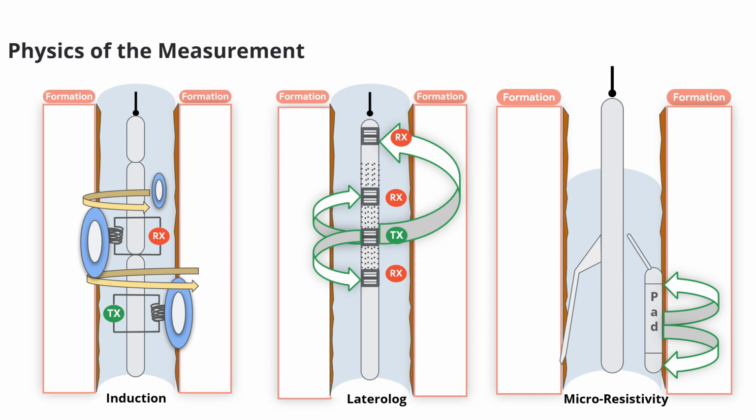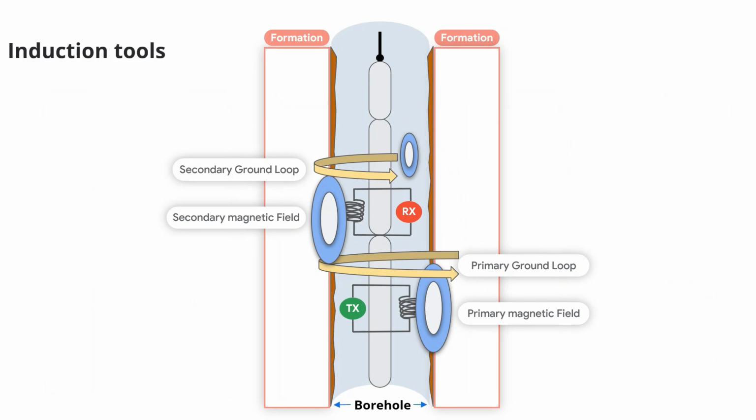Since the principles differ between induction, lateral logs, and micro resistivity tools, we will cover each one separately. First, let's start with induction tools. Induction tools use a basic setup of a transmitter coil and several receiver coils. For simplicity, we'll draw only one receiver coil in this example.